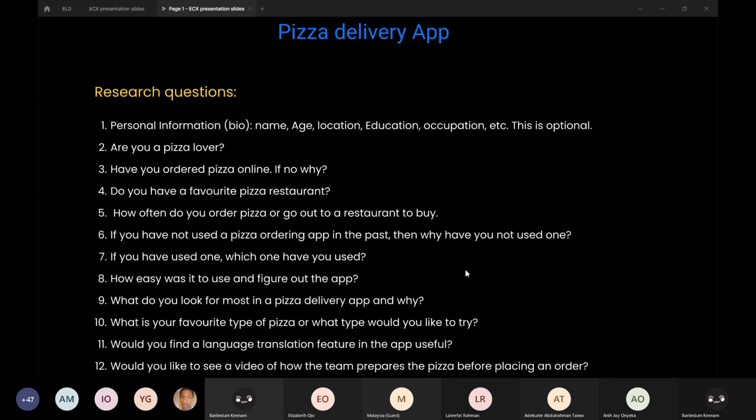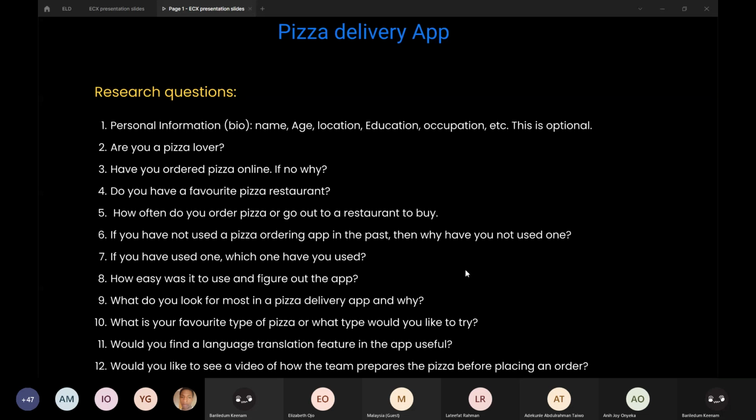So if you get the question, what and what not to include while building your product, be it I wasn't able to locate or I didn't know the purpose of this icon, so I couldn't order the pizza. Getting feedback like that will tell you, okay, let me make this place more understandable. Let me use this particular icon so that users can understand it and it will encourage them to use the app. Then we have questions like, what do you look for most in a pizza delivery app and why?